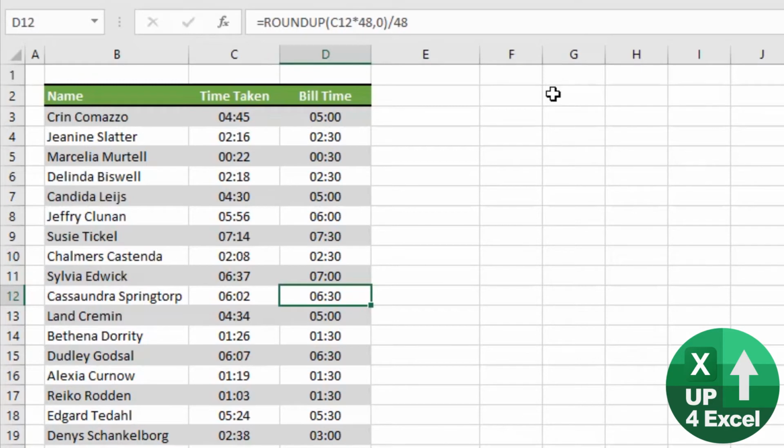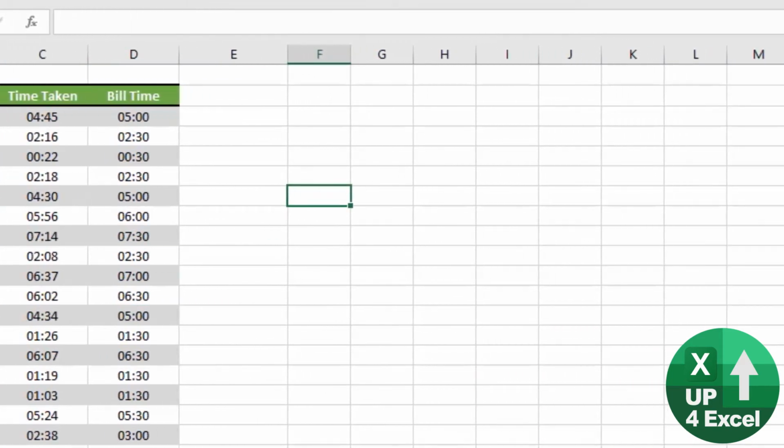So the first thing we need to do is work out what 5 minutes is as a proportion of a day, and then adjust for that. Now you could probably work this out in your head, but essentially there's 12 lots of 5 minutes in an hour, and there's 24 hours in a day, so there are 288 lots of 5 minutes in a day. If we divide 1 by 288, that gives us our number that we want to adjust for.